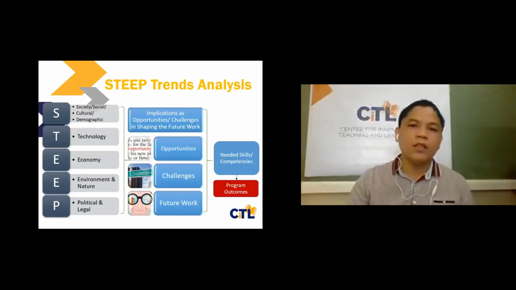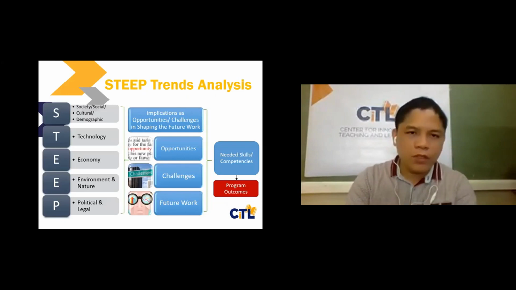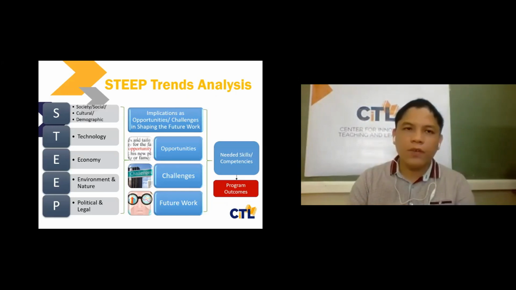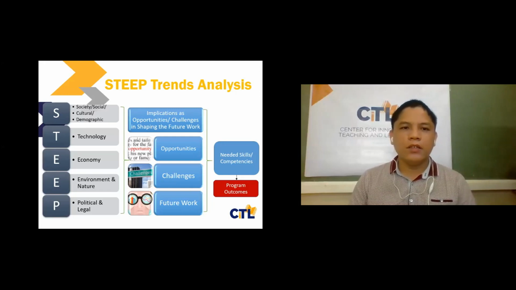So other programs have used this STEP analysis in defining these different attributes. STEP stands for society, technology, economy, environment, and political and legal area. So in your discipline, you can see this. We are experts in our area. We can see what the trends are in these 5 areas in our discipline. And based on this input, we can now see what would be the competencies needed for our students to meet these different things in the future. And with these skills and competencies, we can now see the program outcomes.